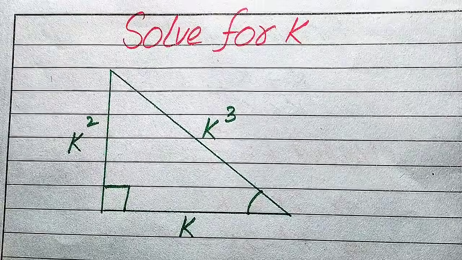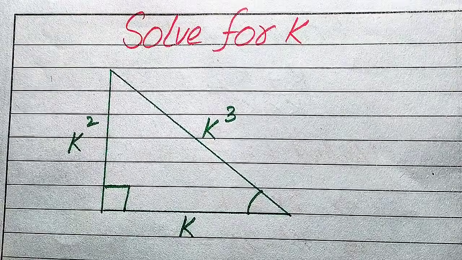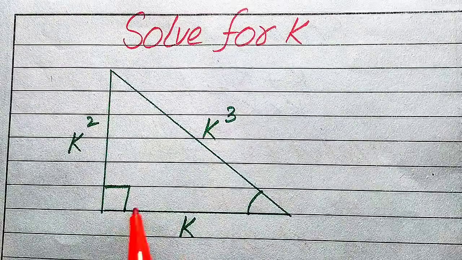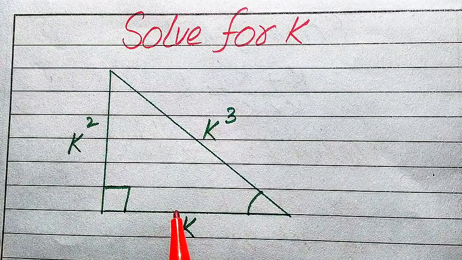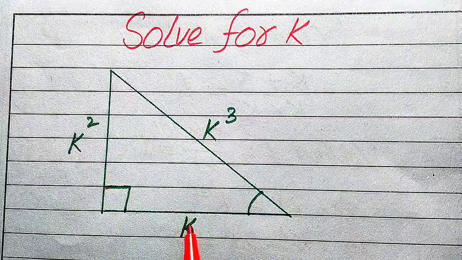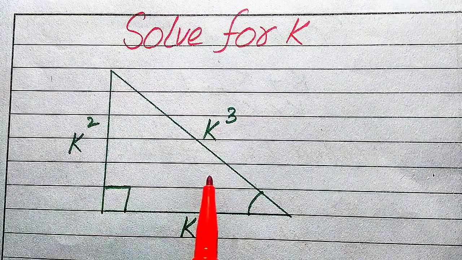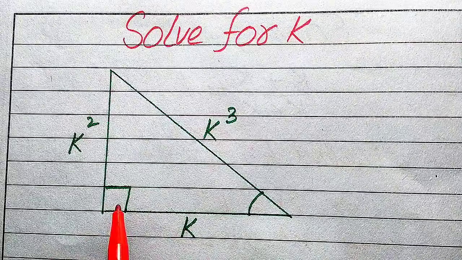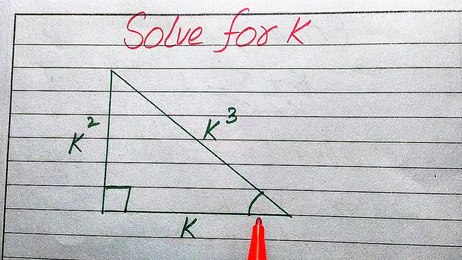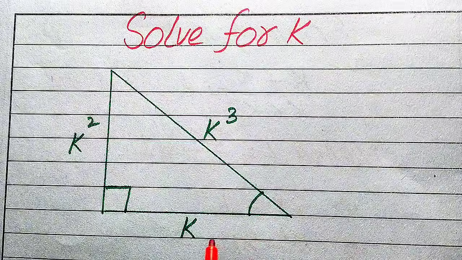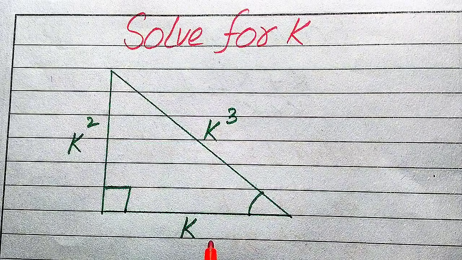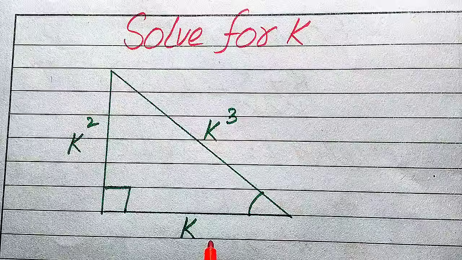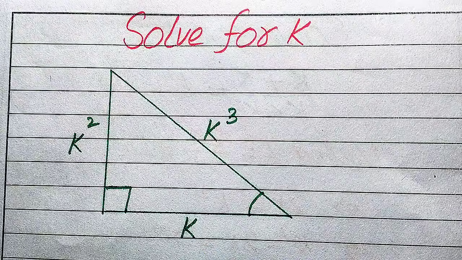Hello everyone, how to solve this nice math Olympiad geometry problem for the values of k. If we have this nice right triangle in which the lengths of its sides are k, k squared and k cubed respectively. And here you see that this angle is the 90-degree angle and this is any other obtuse angle. So here we need to find the values of k, or in other words we need to find the length of all of these sides of k.